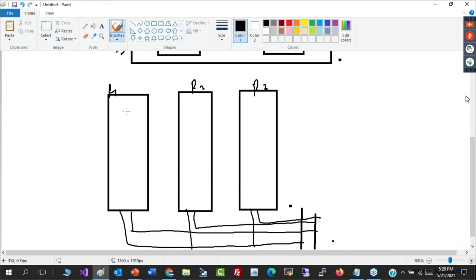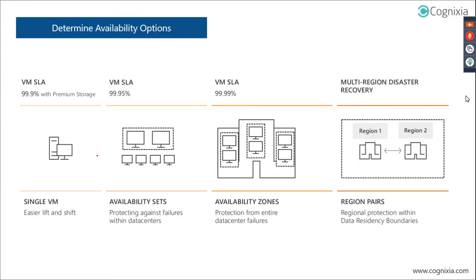Now, if I'm not using any availability option, all my VMs might be placed on the same rack. If there is some disaster to this rack, they will all be down at the same time. That means my complete application will be down, and there would be no high availability. To manage this kind of situation, we have the SLA, the service level agreement, which is provided by your service provider.